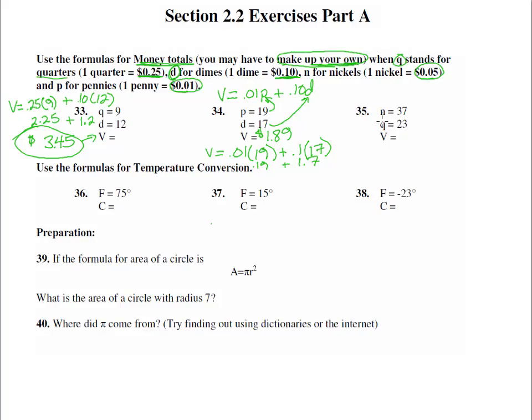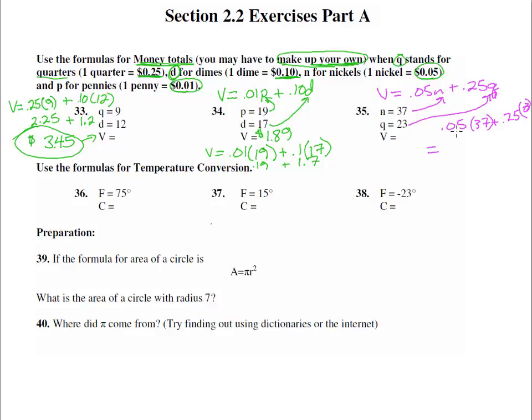Number 35. N equals 37. Now look, we have nickels and quarters. So the value would be 0.05 N plus 0.25 Q. We have 23 quarters. That 23 goes in for Q right there, and 37 nickels. So it's 0.05 times 37 plus 0.25 times 23. There we go.